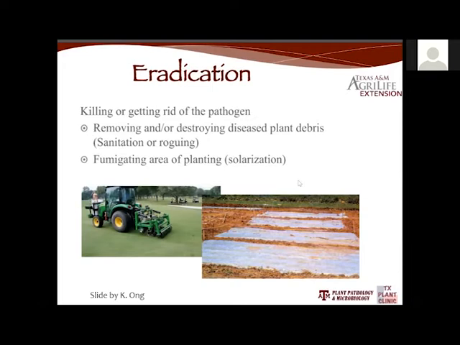Solarization is a process where you use clear plastic, which you can see in the picture on the right, and you put some moisture on the soil, put the clear plastic down, and just let it sit for weeks and let it get up to around 100, and I think it's 122 degrees, but don't quote me on that. I have the fact sheet if y'all are interested.